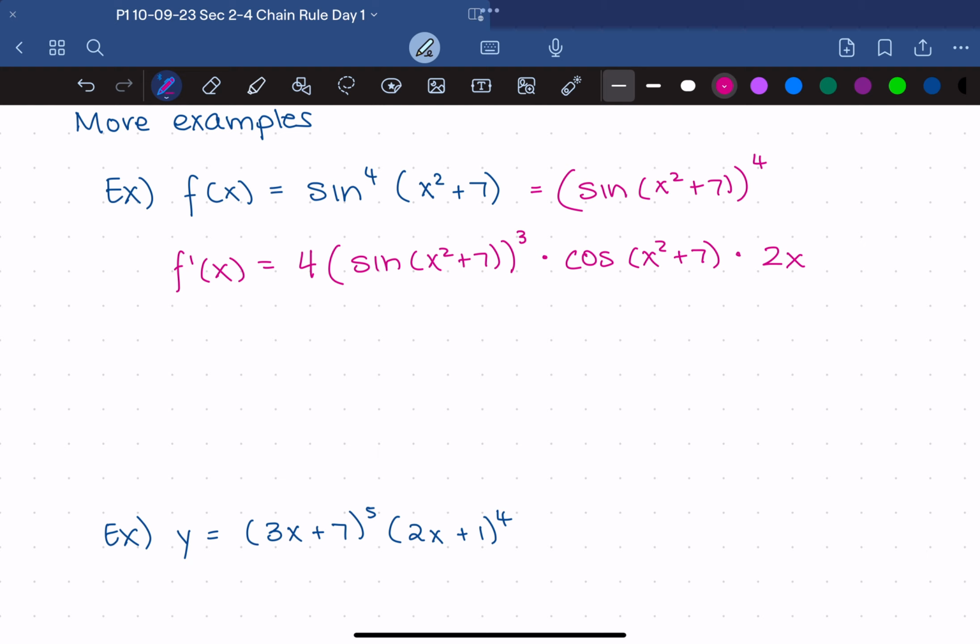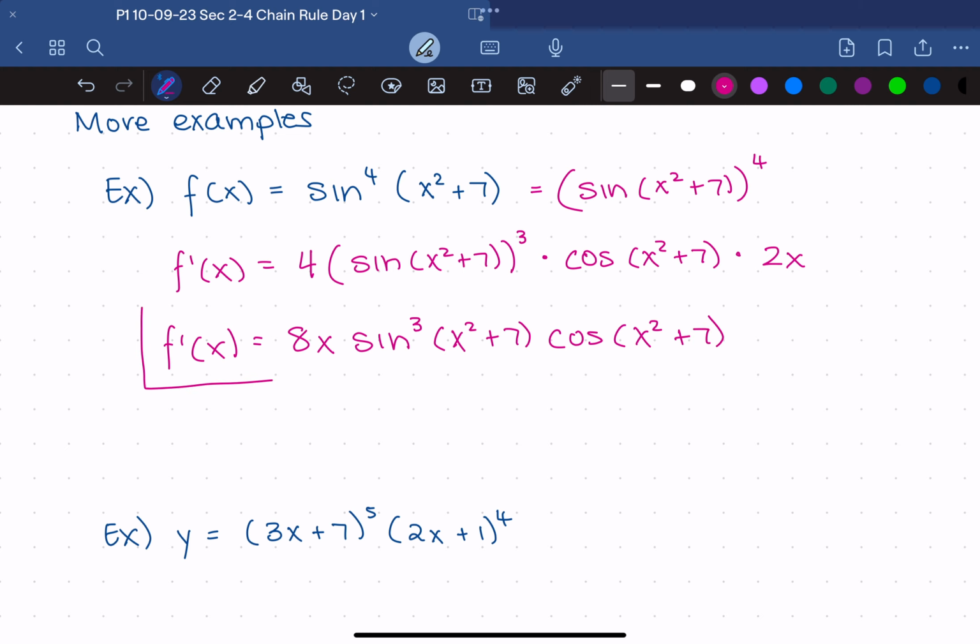And let's see how we can clean this up. Not a whole lot, but we can multiply the 4 times 2. I'll put the x in front. And we can write that as sine cubed of x squared plus 7 cosine x squared plus 7. And there is the answer.